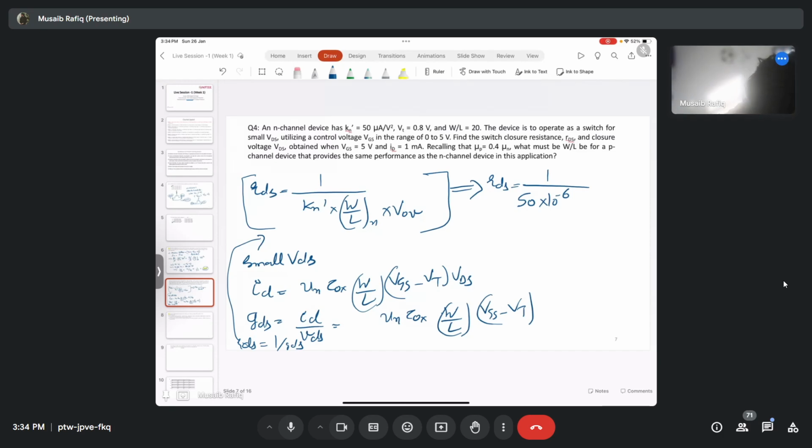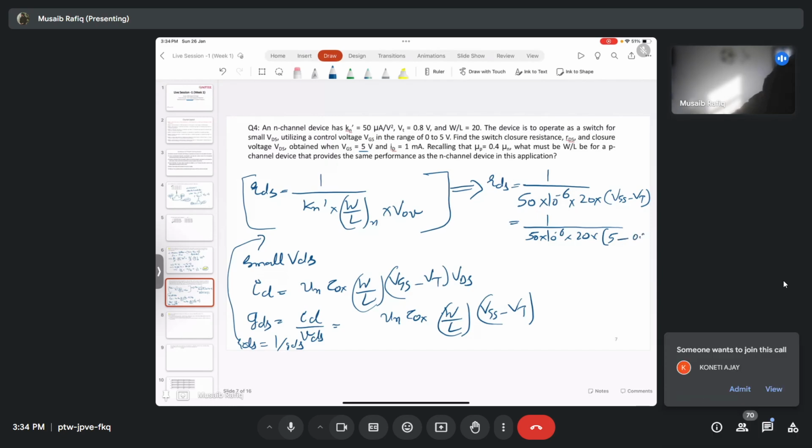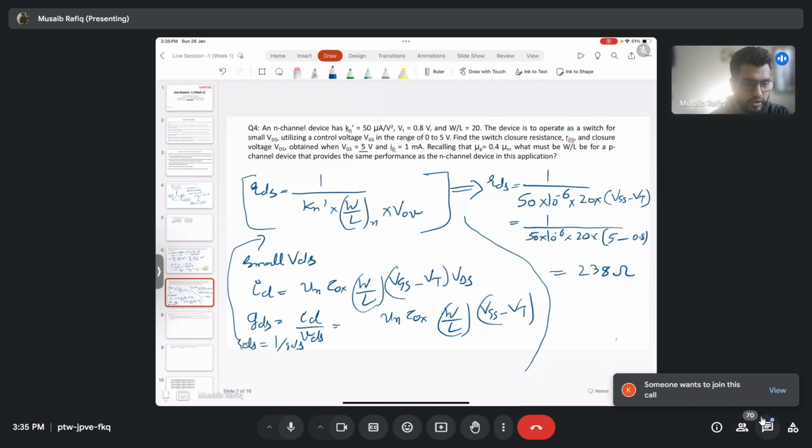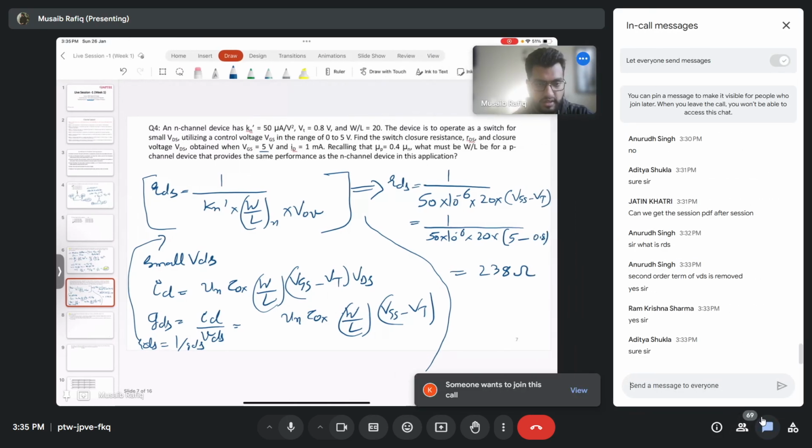Then the W by L is given as 20, and my V overdrive is VGS minus VT. So it is 1 by 50 times 10 raised to the power minus 6, times 20, times VGS, which is 5, minus VT, and how much is VT? VT is 0.8. If you do the maths, it comes out to be 238 ohms. Can someone do the calculation for me and confirm whether this is correct?